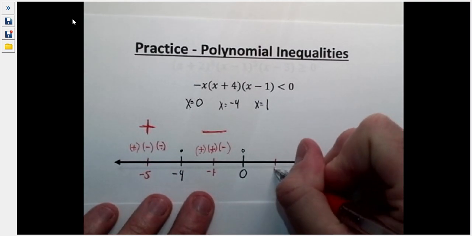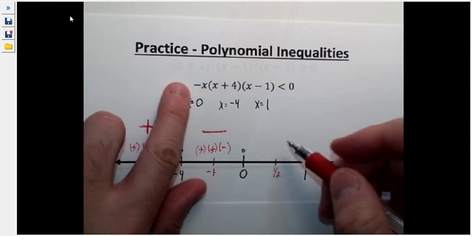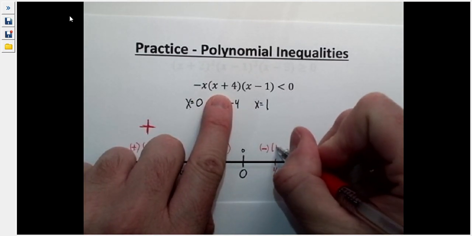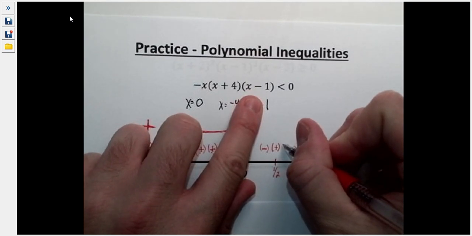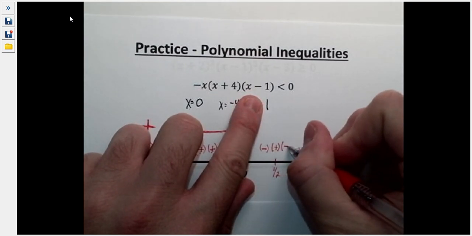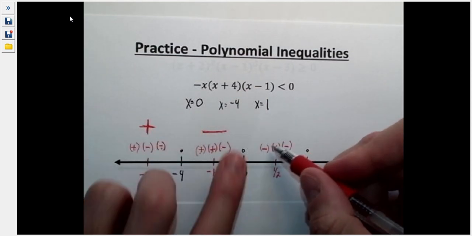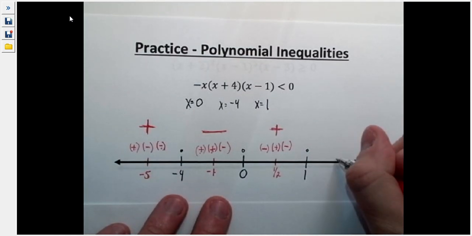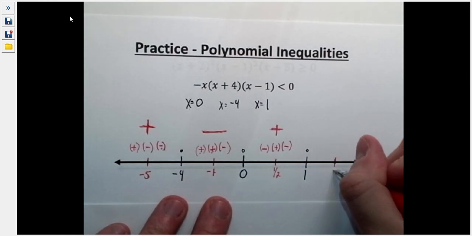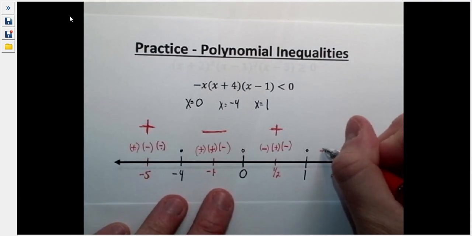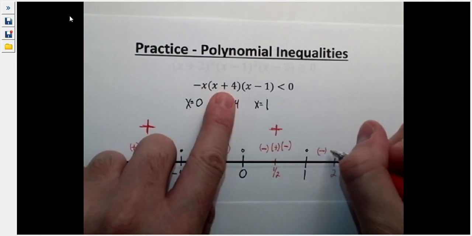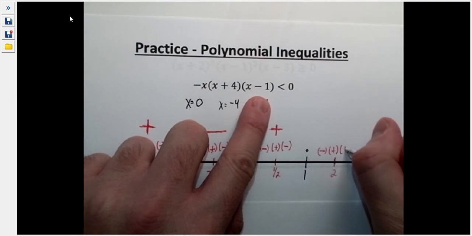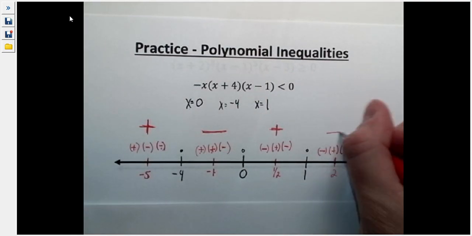Now here, I'm going to pick 1/2. Again, plug 1/2 in here. This is negative. Plug 1/2 in here. This is positive. When I plug in 1/2 here, this is going to be negative. So negative times a positive means this is positive here. And then on this side, a number bigger than 1, I'm going to pick 2. So plug 2 in here, so that makes it negative. This will be +6. This will be +1. So positive times a negative means negative.